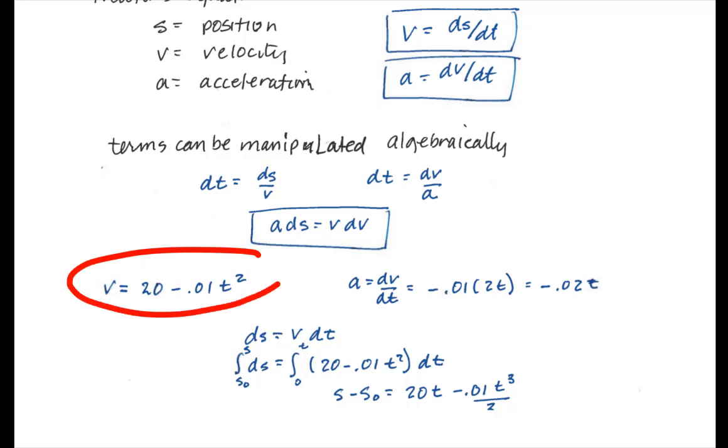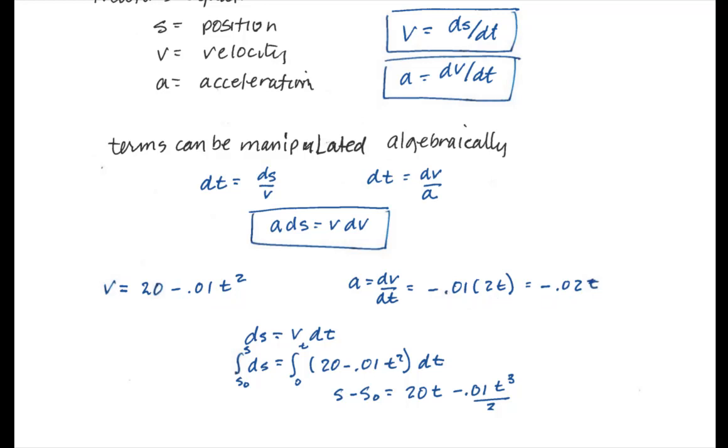If you have velocity equal to 20 minus 0.01 t squared, and you want to find an expression for acceleration, you basically just say a is equal to the derivative of the velocity with respect to time, dv dt. Here's velocity, so it's just the derivative of this. The derivative of 20 is equal to 0. The derivative of minus 0.01 t squared is minus 0.01 times 2t, which is what we have here. That's our expression for acceleration.